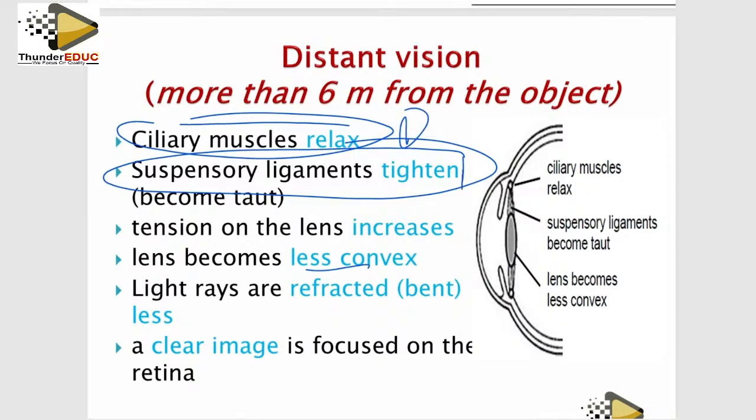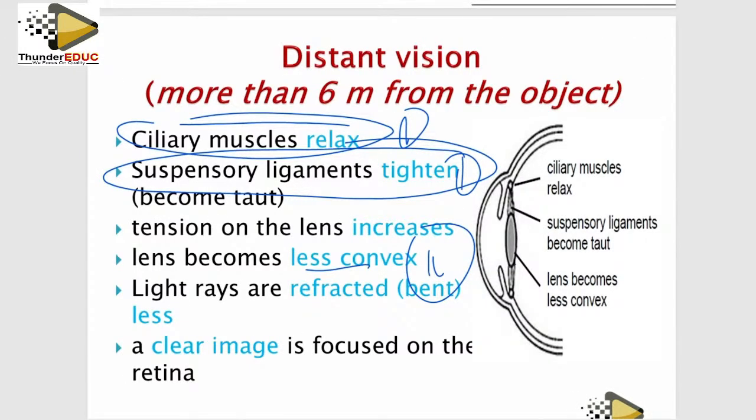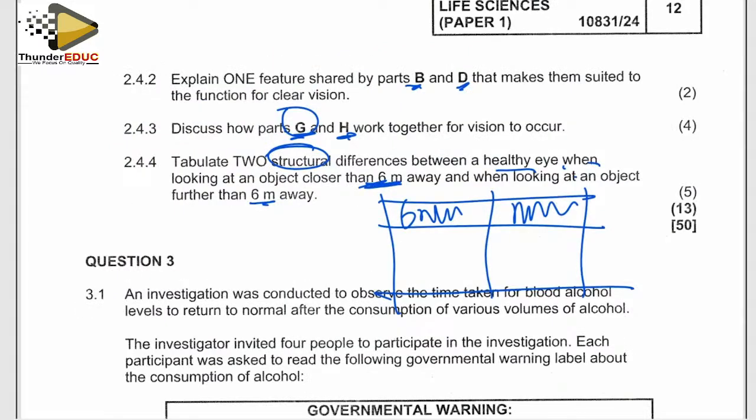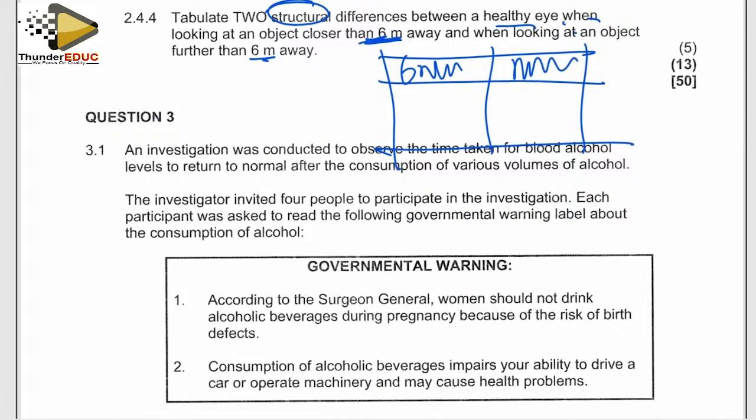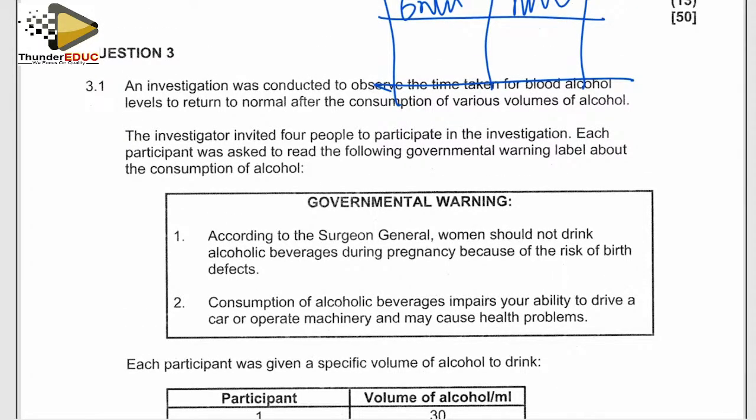So I'll look at this, I'll look at this, and I'll also look at that: clear image is focused on the retina. It's not a structure thing, because they say the structural differences. So basically, you look at this, this, and this. Those are the 3 points you need to look at, because they say structure, unless they say the functional differences without talking about that one thing. Then we go to the next question.